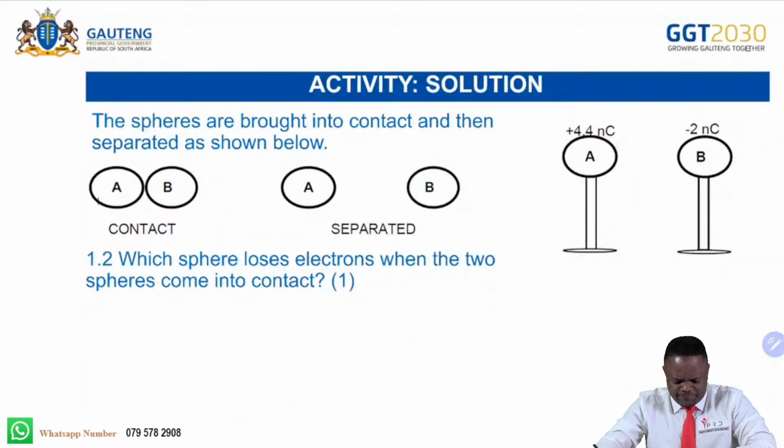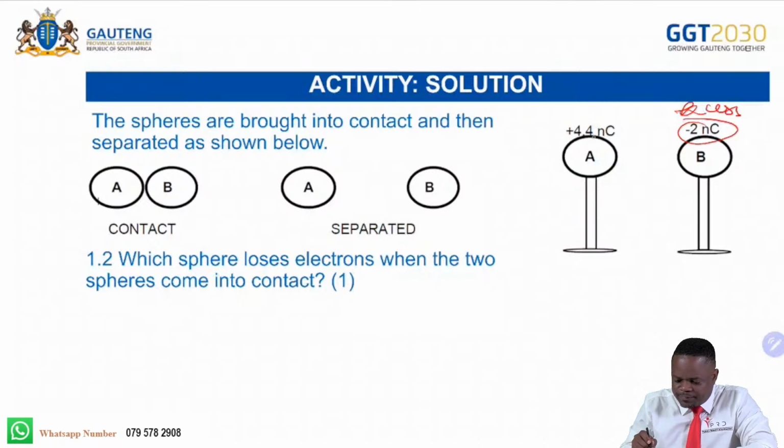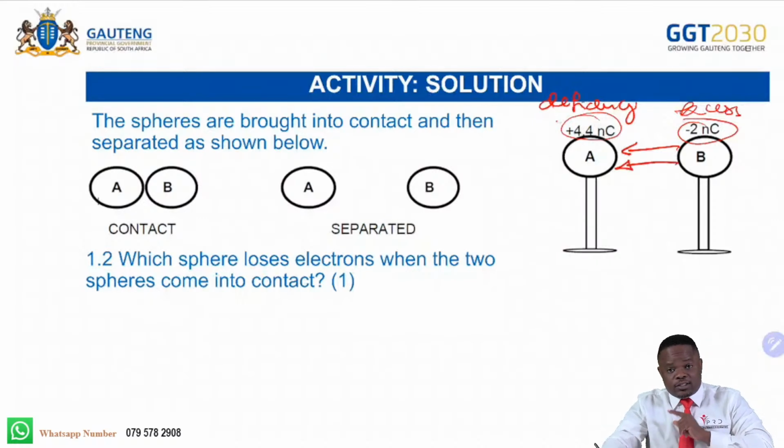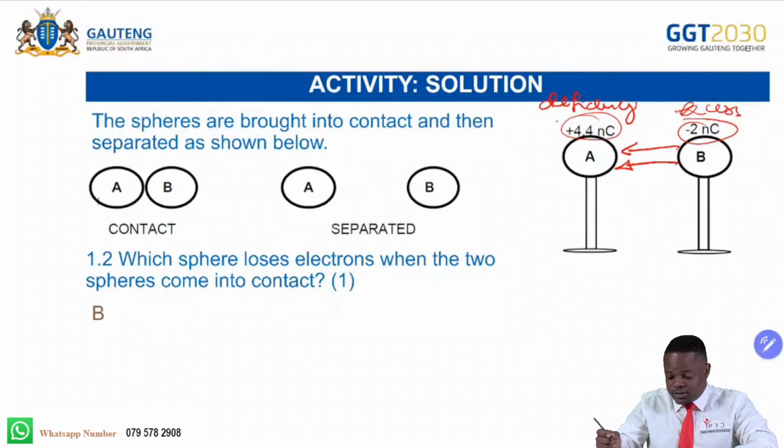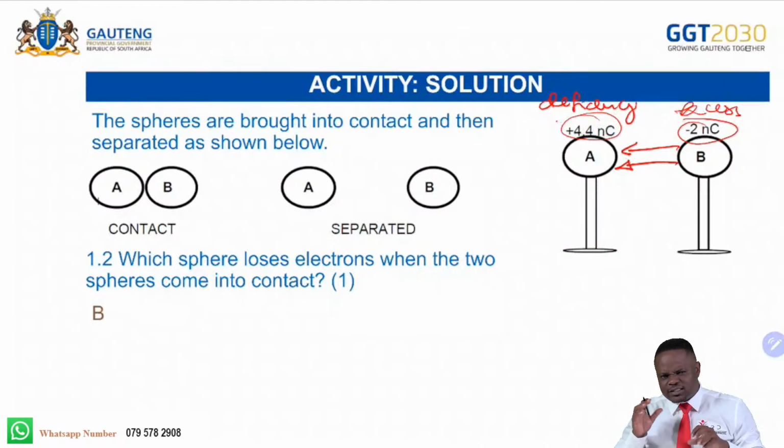And then we're saying which sphere loses electrons when the two spheres come to contact. So you remember, you just look at negative means excess electrons. Positive means deficiency of what? Electrons, fewer electrons than protons. So the electrons will move from where they are more to where they are less. So the one that is going to lose our electrons is our sphere P. So just look at the charge and then you are fine.